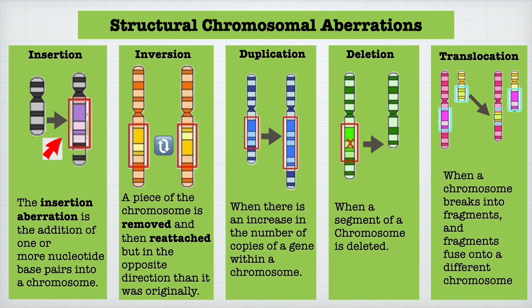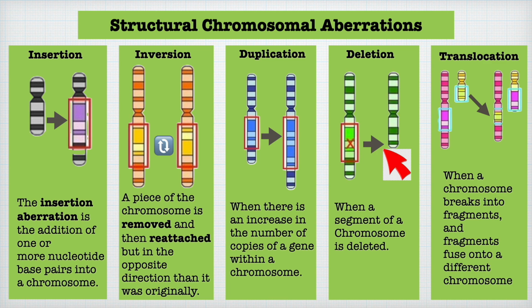In insertion chromosomal aberration, one or more nucleotide base pairs are added to a chromosome. In inversion aberration, a piece of chromosome detaches and then attaches to the same spot but in the opposite direction than it was initially. When there is an increase in the number of copies of a gene within a chromosome, the aberration is called duplication aberration.